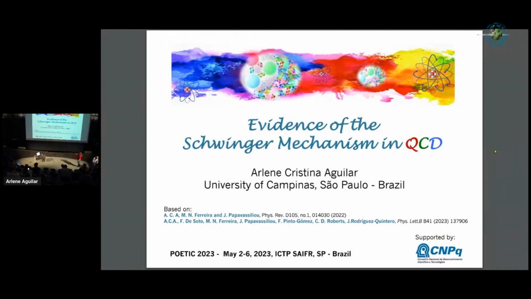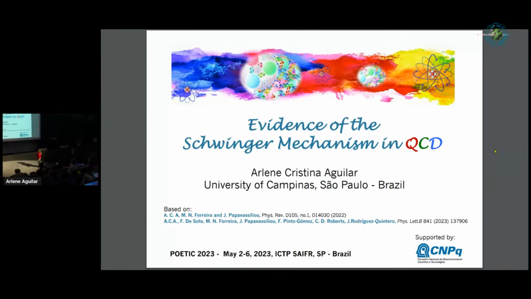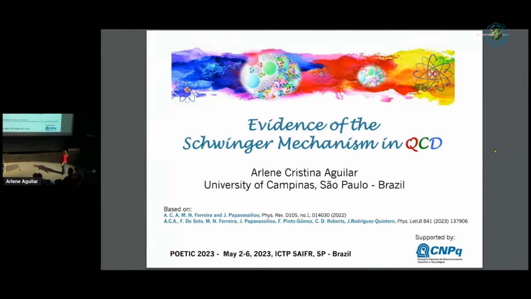Okay, so I'm going to talk about evidence of the Schwinger mechanism in QCD, basically about the gluon mass. Many of you talked about the gluon mass in a very natural way, and I was very pleased that the gluon mass is now spoken of in such a natural way. It was not like that some years ago.